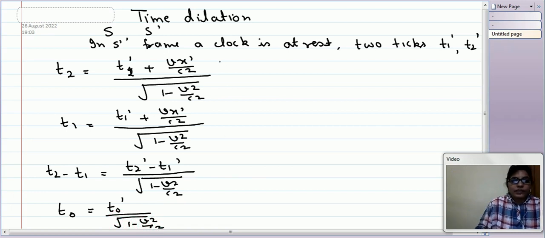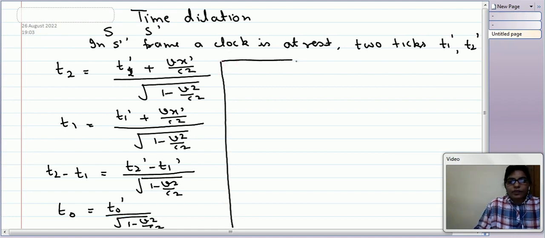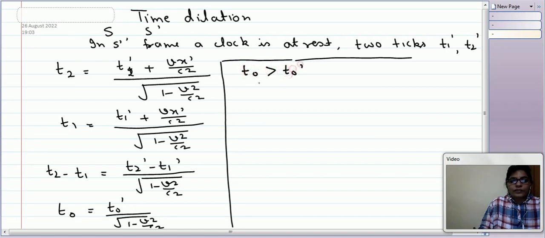So again here we see that the factor under root 1 minus v square by c square is less than 1. Therefore t naught is greater than t naught dash. So a time interval seen in the S dash frame will appear dilated to the observer situated in the S frame, and this phenomenon is termed as time dilation. So on this basis there is a twin paradox.